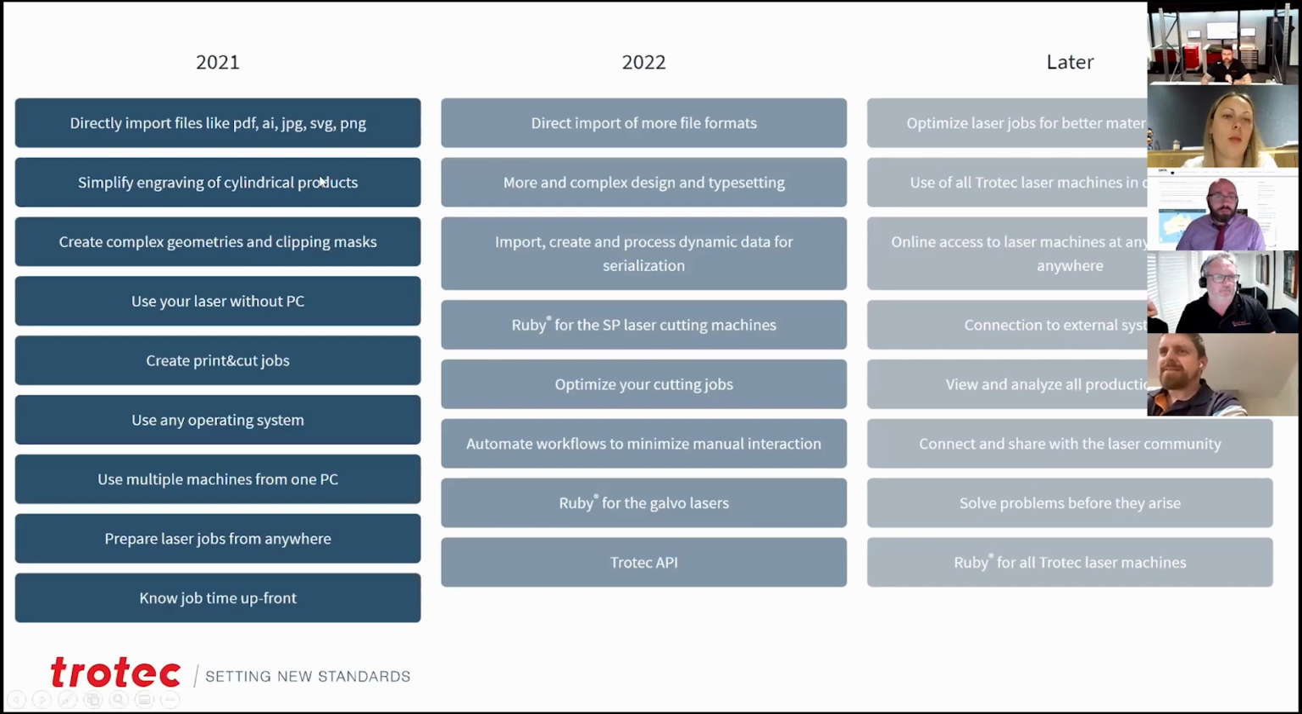Simplifying of engraving of cylindrical products. So there is a virtual rotary system that's inside Ruby. I'll share this with you because it's quite interesting. You don't need a rotary kit to show what a rotary kit does, which is quite nice. So you can explain it through the maths angle. Create complex geometries and clipping masks. So we can use all the union and intersection and difference tools inside the design tab to make new geometries and shapes. Use your laser without a PC.